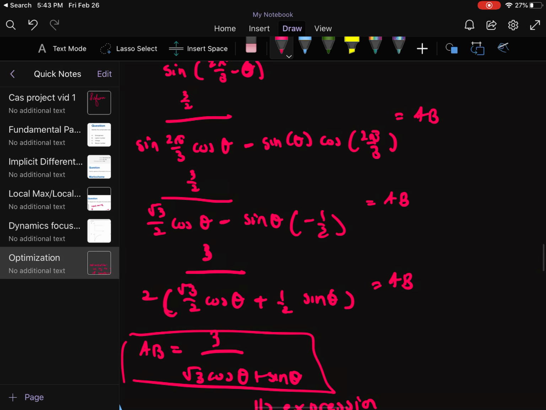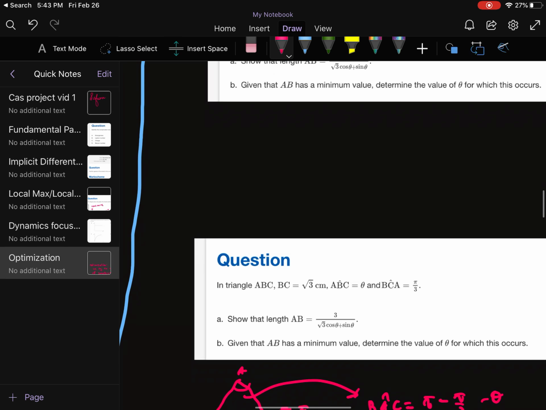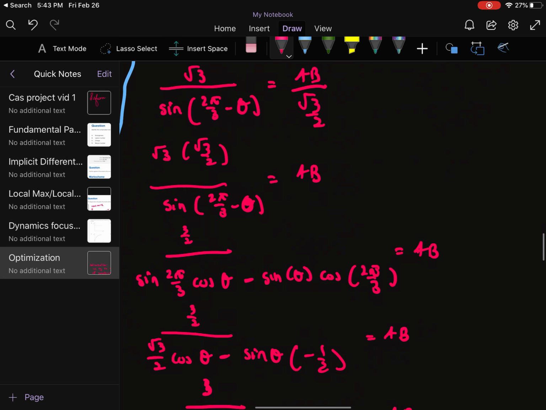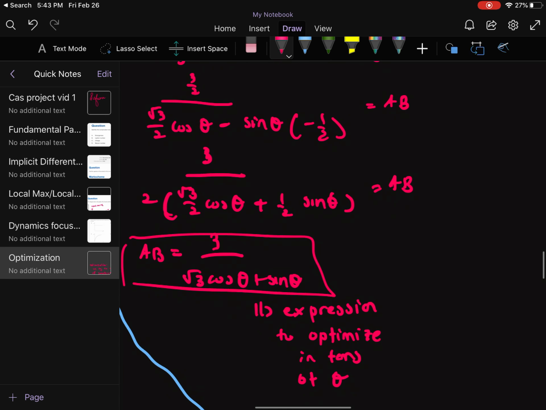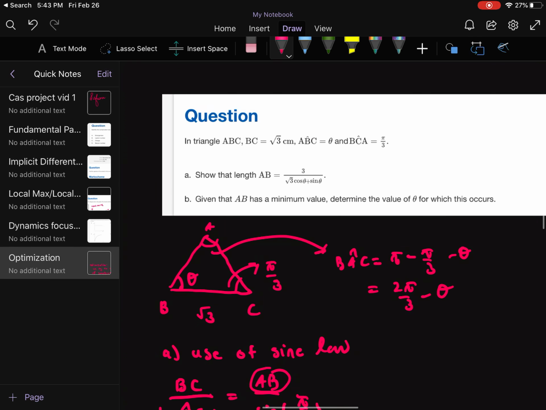So 2 times the entire expression, root 3 over 2 cos theta plus half sine theta. So I'm going to distribute 2: root 3 cos theta plus sine theta is equal to AB. And so we've shown that the length AB is equal to that. This is effectively the expression we want to optimize in terms of theta, because in part B, what they're asking is that given that AB has a minimum value, determine the value of theta for which it occurs.